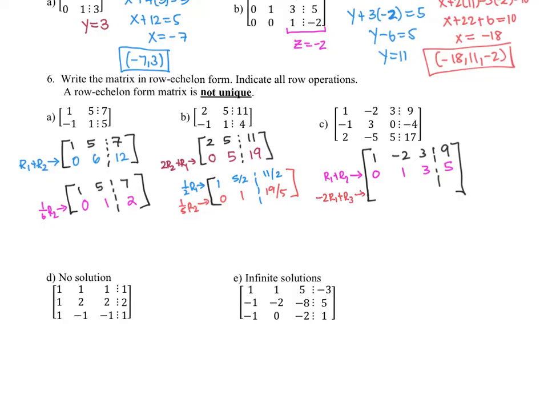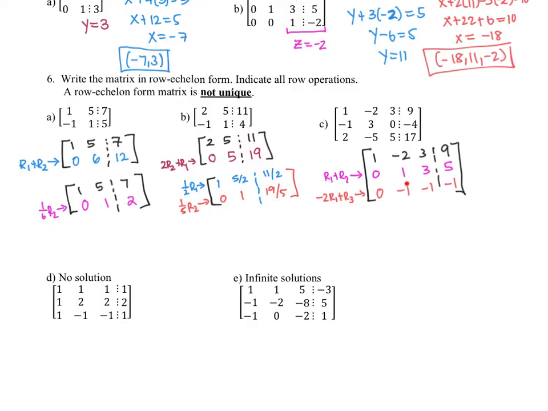If I do -2 times row 1, -2 times 1 is -2 plus 2 is 0, which is what I wanted. -2 times -2 is +4, -5. -2 times 3 is -6, plus 5. -2 times 9, -18, plus 17, -1. And be careful. Okay, I have the zeros here, so I'm going to go to the next column.